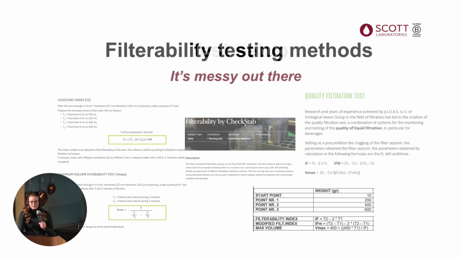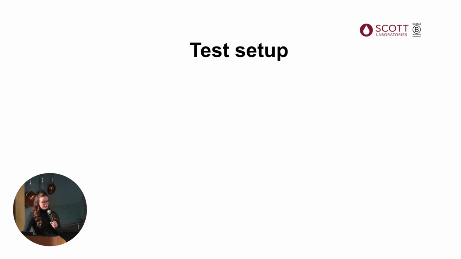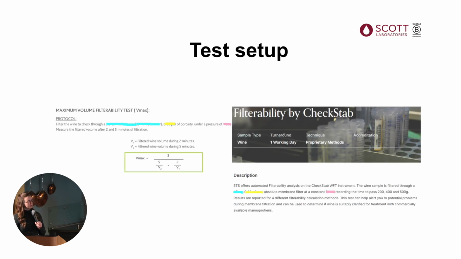So let's talk about how the methods differ in setup. I just pulled two from that collection of methods. And in blue, we have inconsistencies in the size of the membrane. So we have 25 millimeters versus 47 millimeters. In yellow, we have differences in the porosity of the membranes. One test is calling for 0.65 micron, and the other test is calling for 0.45 micron. And 0.65 is often supposed to be representative of the pre-filter. 0.45 represents the final filter, but we'll get more into that in a second.